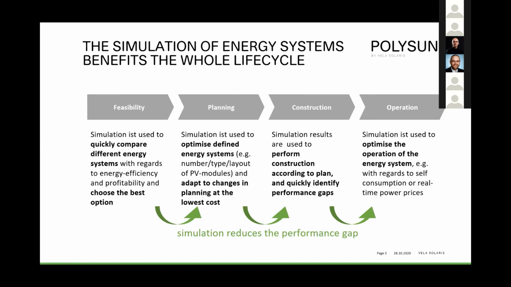And then when it comes to planning, the chosen system is more and more optimized, more detailed. For example, here is when you define by simulation the number, the type, the layout of PV modules. And of course, here also many changes can happen. The roof size, for example, can change. So you need to adapt the energy system and again find a robust solution at the lowest cost. So here again, simulation is used. And this is basically the field where we are very active.